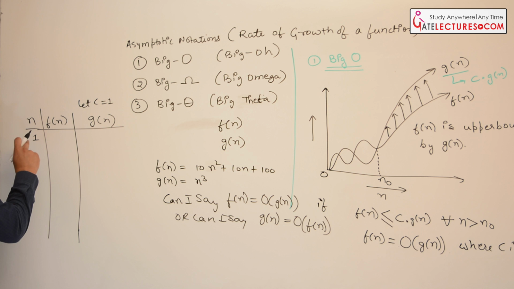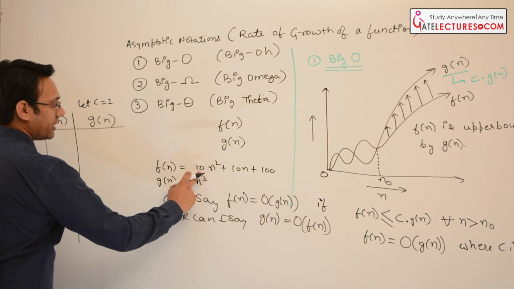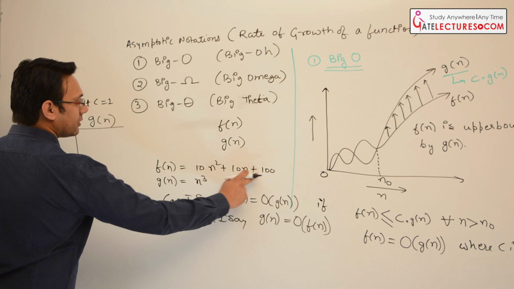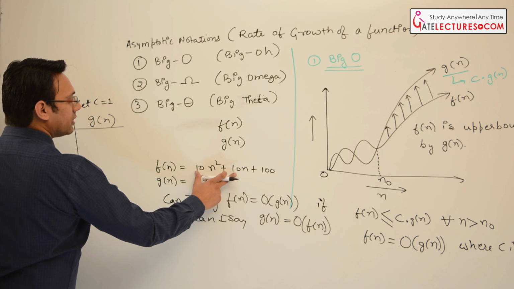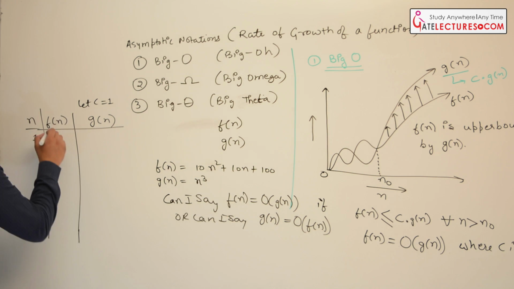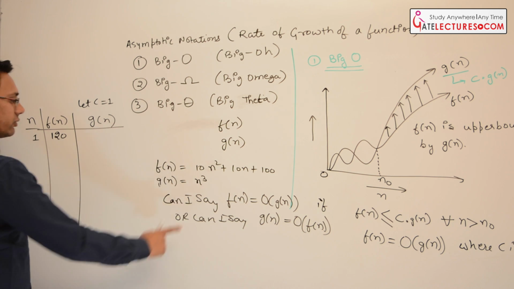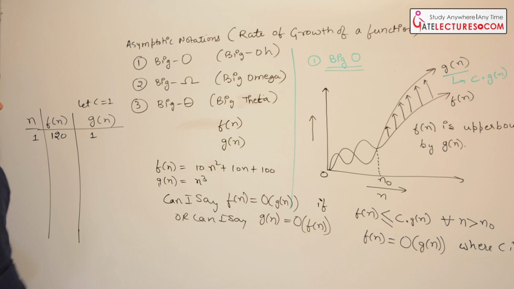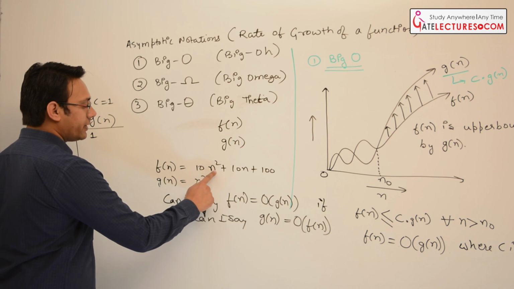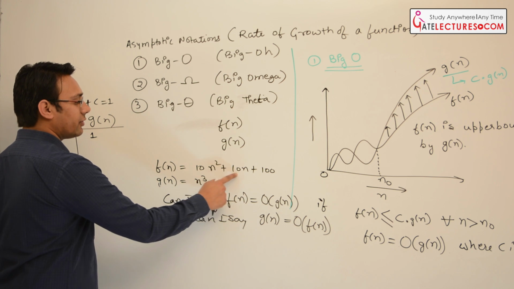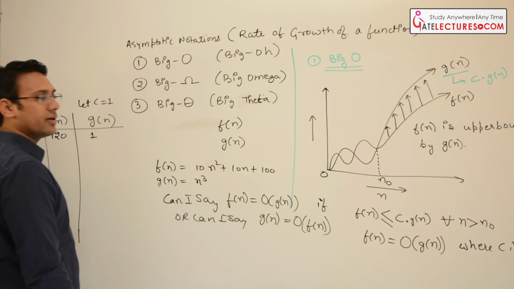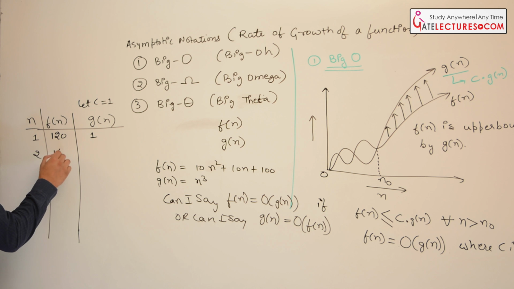Now when I say n is equal to 1, then what is the value of f(n)? f(n) is 10 into 1 plus 10 plus 100, that means 10 plus 10 is 20 plus 100 is 120. And what is the value of g(n)? The value of g(n) is 1 only, because 1 cube is 1. When I say the value of n is 2, in that case what is the value of f(n)? f(n) is 10 into 4 is 40, 40 plus 20 plus 100, which is equal to 160.